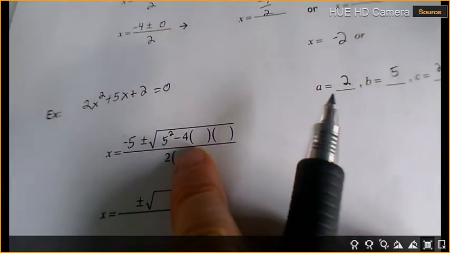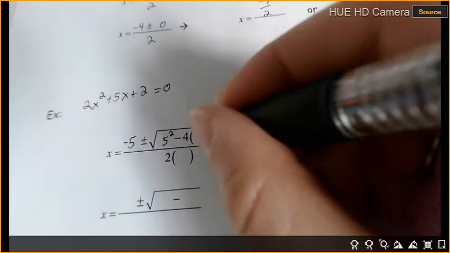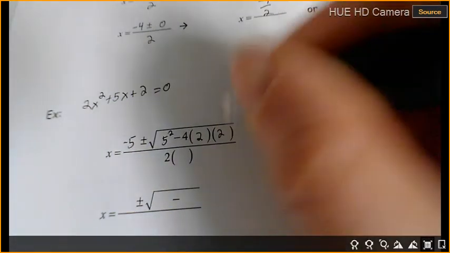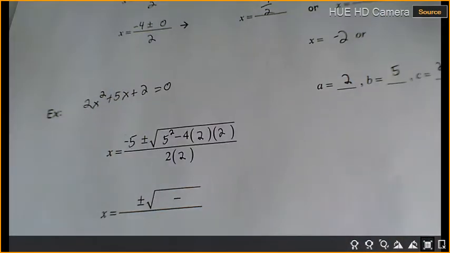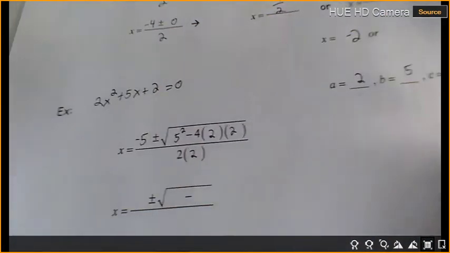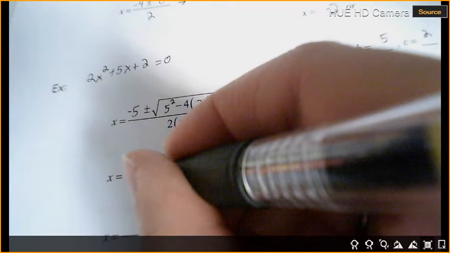Minus 4 times a. What's my a value? What's my c value? And then over 2 times a. What's my a value? 2. Good. Okay. Now, I'm going to bring down my negative 5. What's 2 times 2? 4. So I'm going to put 4 on the bottom.